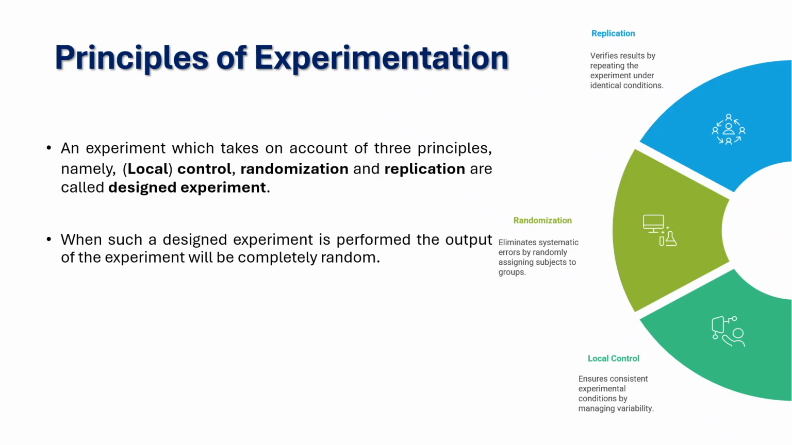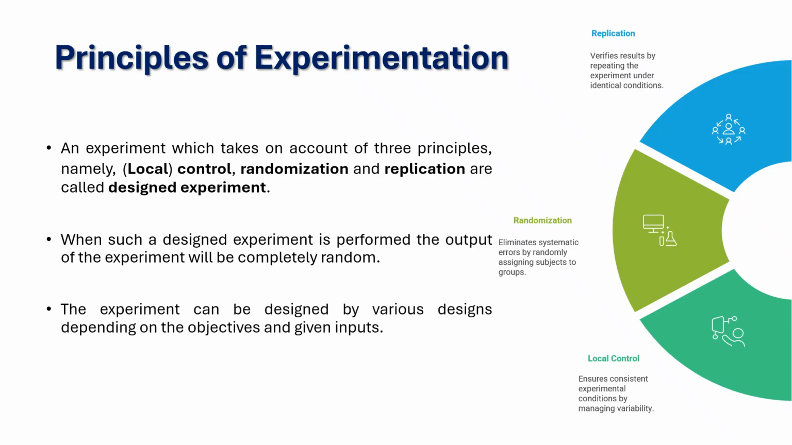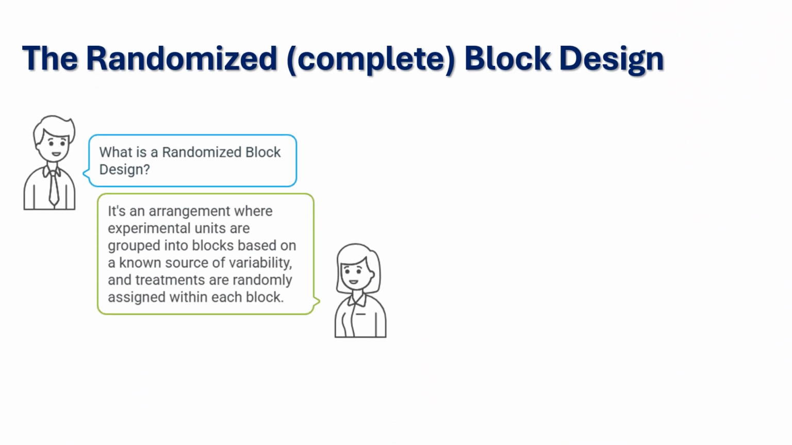When such a designed experiment is performed, the output of the experiment will be completely random. And if you see the randomization and replication, they are used to reduce the errors, variation, plus to give overall significance to all the responses, etc. And the experiment can be designed by various designs depending on the objectives and given inputs. So I would request the statistics students to see some good books on statistics where you can see various designs used in practical context.